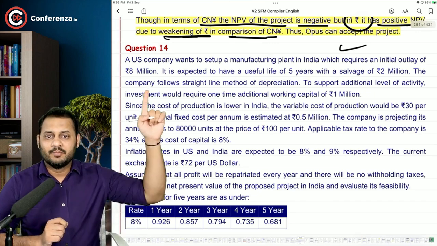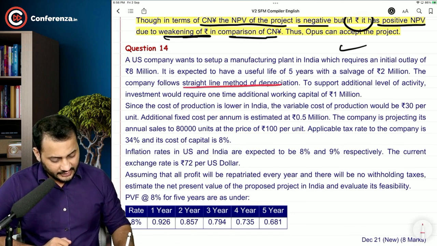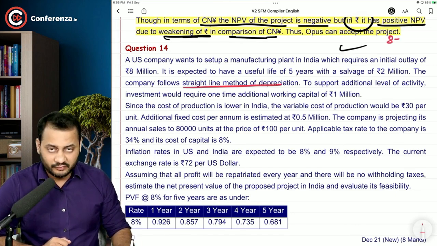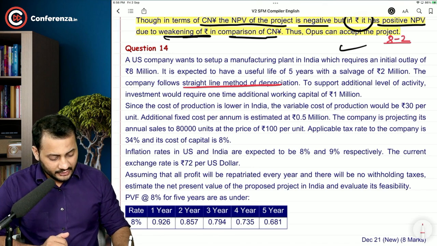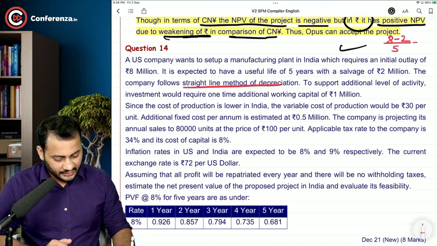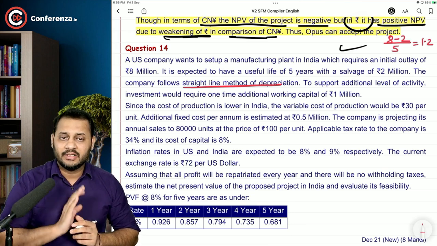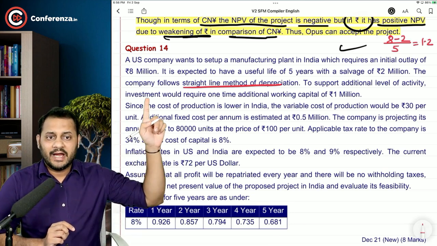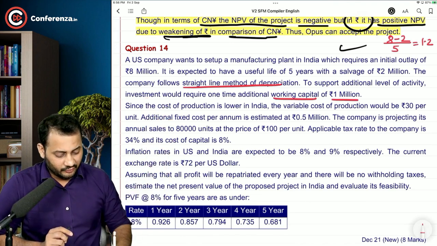Okay. The company follows a straight line method of depreciation. So in this case, the depreciation will be 8 million of the cost minus 2 salvage value, initial cost minus salvage value divided by life. So 6 by 5, that is 1.2 million every year will be depreciation. To support additional level of activity, investment would require one-time additional working capital of 1 million.